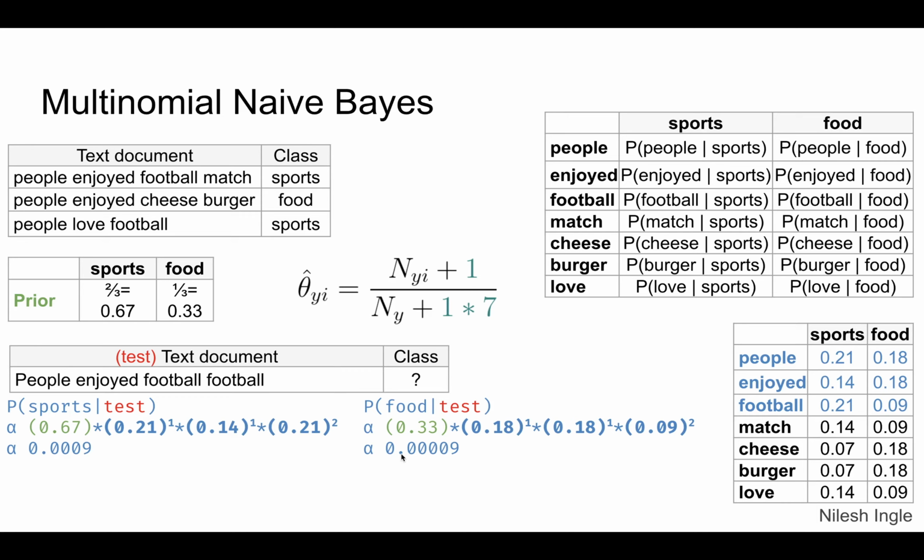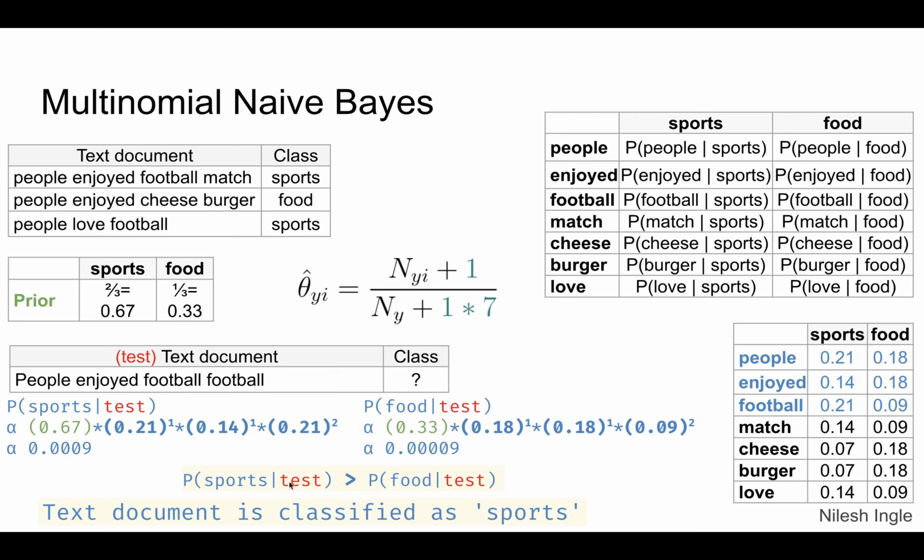So once we calculate this, then we can look at the probability values, and here we can see that the probability for this document belonging to class sports is higher than the class food, and therefore we can classify this document as belonging to the sports class. And this document could be anything. It could be a book, it could be a magazine, or a news article that we are trying to classify.